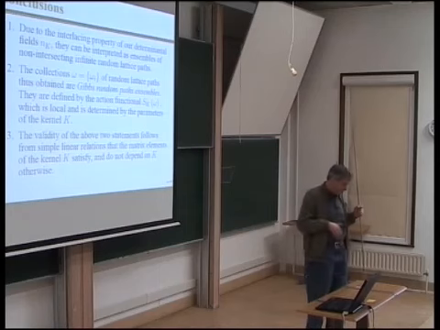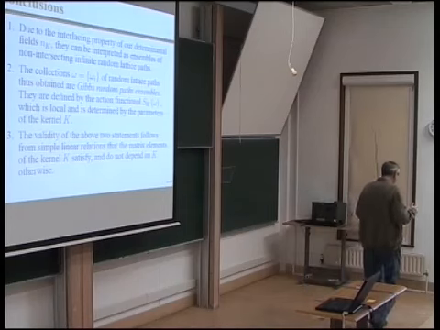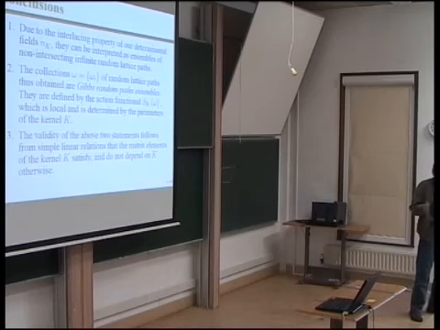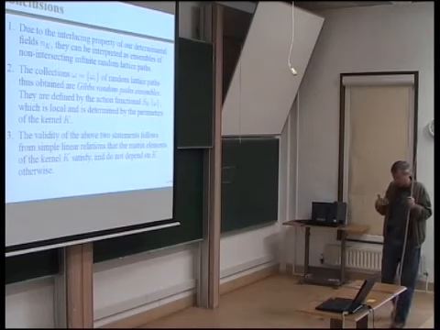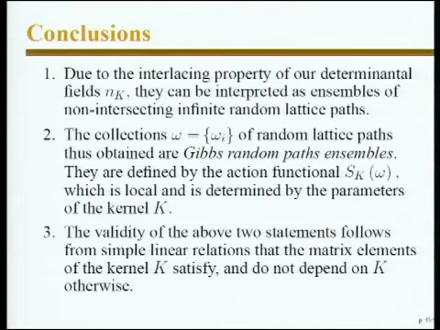And then the measure that you are getting on that collection of random paths turns out to be a Gibbs random path ensemble with some action functional, which is an additive functional and which allows you to write down the conditional distribution on the paths once you are given a region and you fix the exit and entrance points.